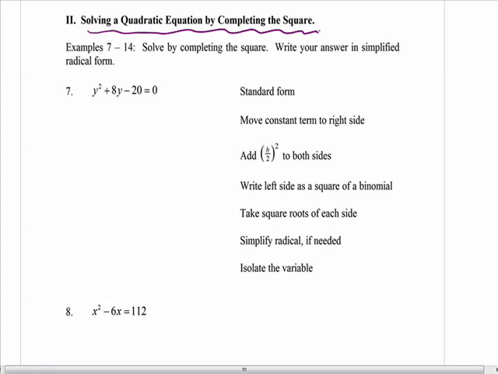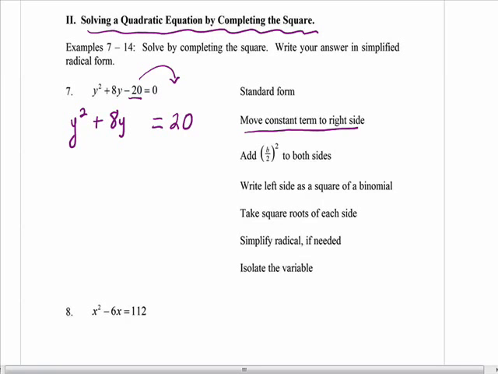You're presented a problem in a different form. This one's in standard form. The first thing you need to do is move the constant term to the right side. So I'm going to move this 20 over here, and I have to use inverse operations to do that. Watch as I write that, I'm leaving some room after my 8y. So now I have positive 20 over there, right?